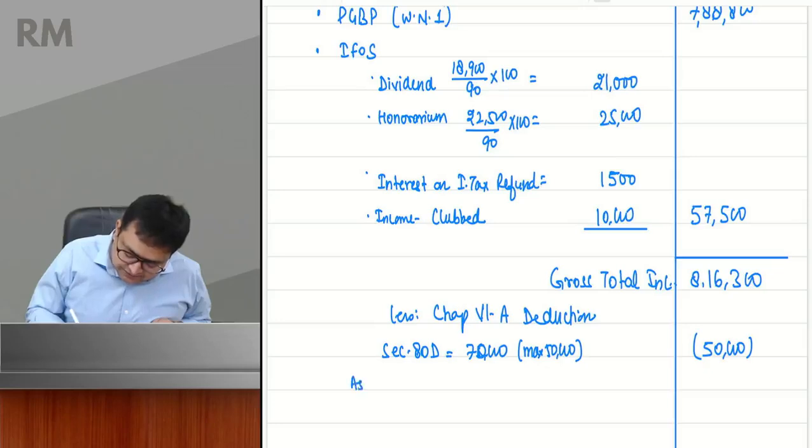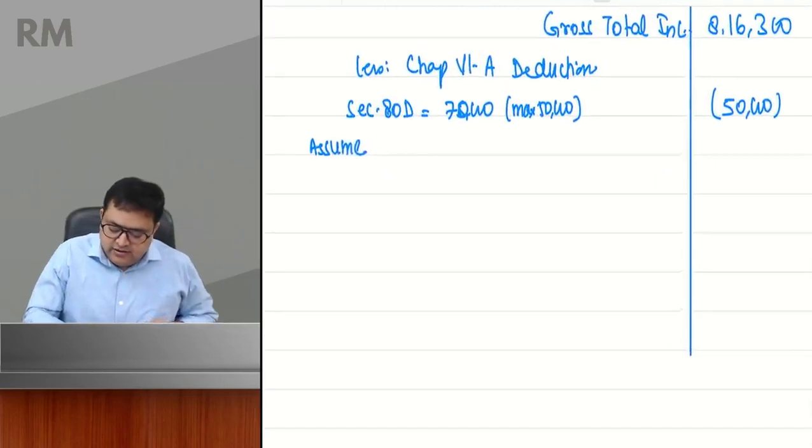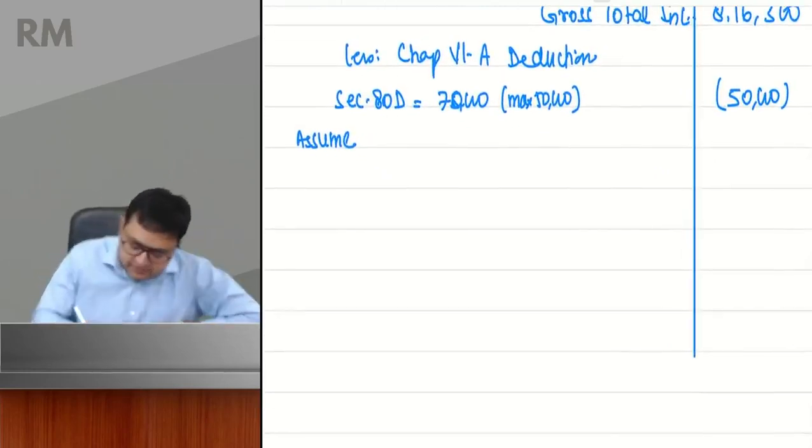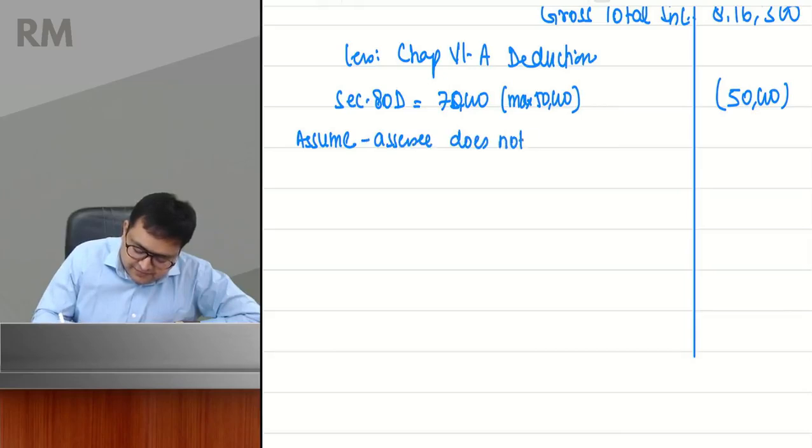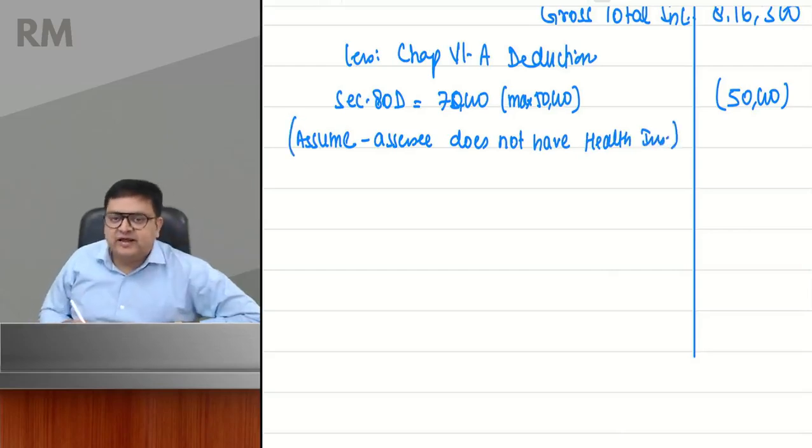We'll assume, we'll write over here, we'll assume the assessee does not have health insurance. Assessee does not have health insurance.